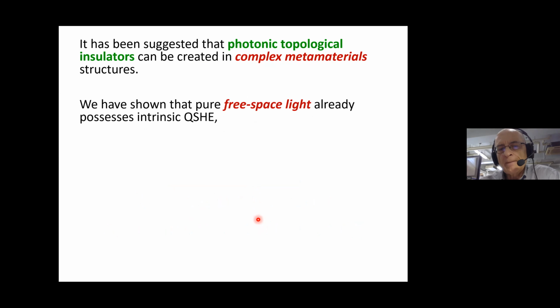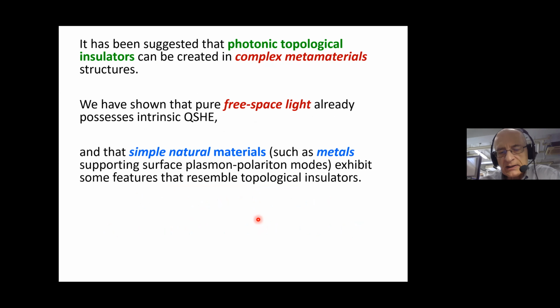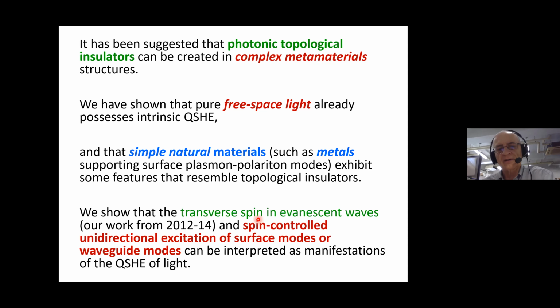We have shown that pure free-space light already possesses an intrinsic quantum spin Hall effect, and that simple natural materials like metals, which all support surface plasmon polariton modes, exhibit some features that resemble topological insulators, even though they are very, very different. Some of them are fermions, some of them are bosons, some of them are massless, some of them have zero mass. The differences are obvious, even to a kid, but the analogies are not so obvious. So we're focused on the analogies here.